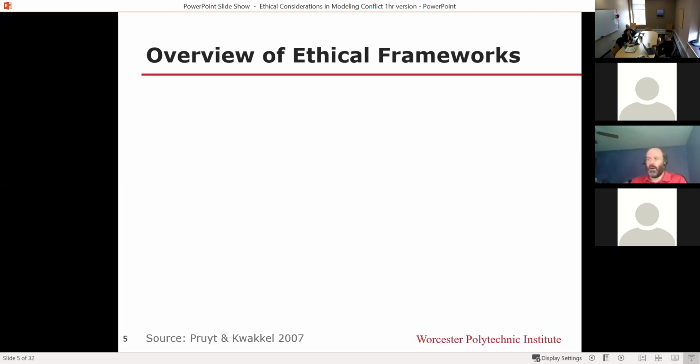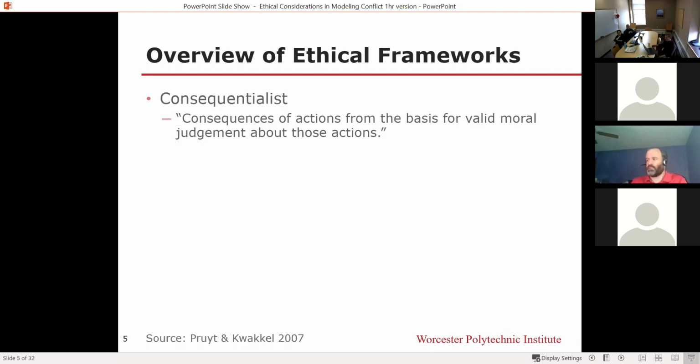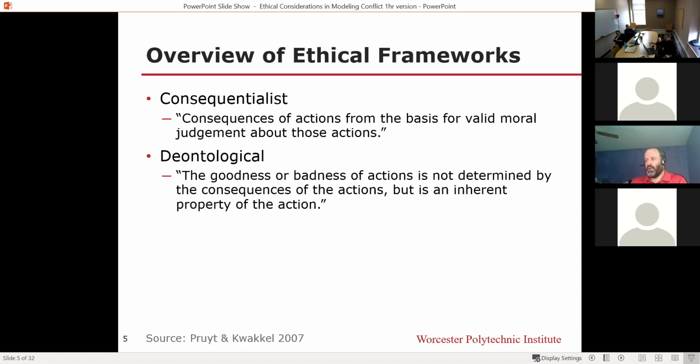But again, assuming the ground is sort of clean slate, what are the ethical frameworks? This is a thing that for me was interesting because I never had them laid out and said, here are 3 different ethical frameworks to view analysis from. The consequentialist perspective is that the consequences of actions are the basis of valid moral judgment about those actions. So we look at what happened, and that's how we assign virtue.